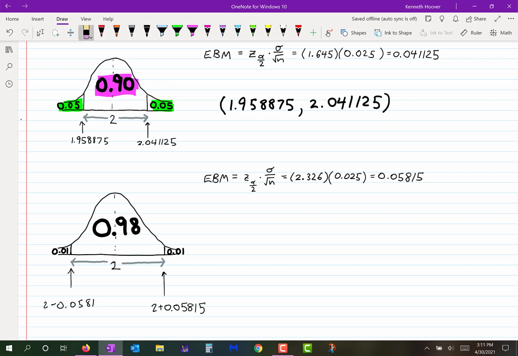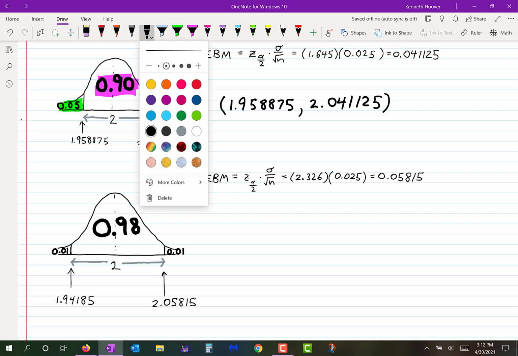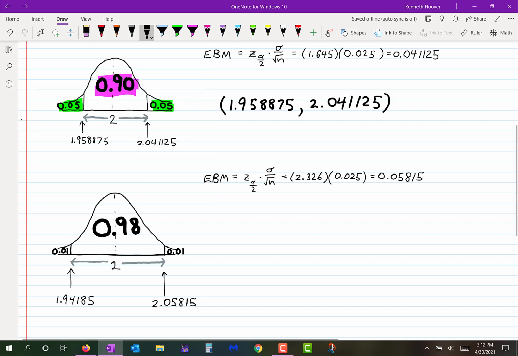Okay, and that number over there is 1.94185. And the number on the right side is 2.05815. Okay, and that is the two endpoints of our 98% confidence interval for the mean weight, for the weight of a randomly selected bag of candy.